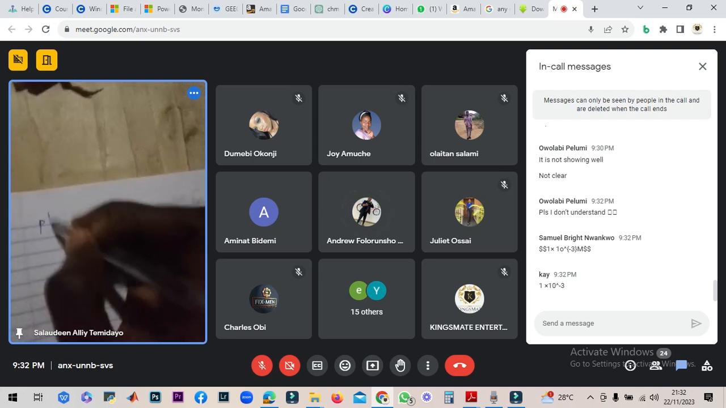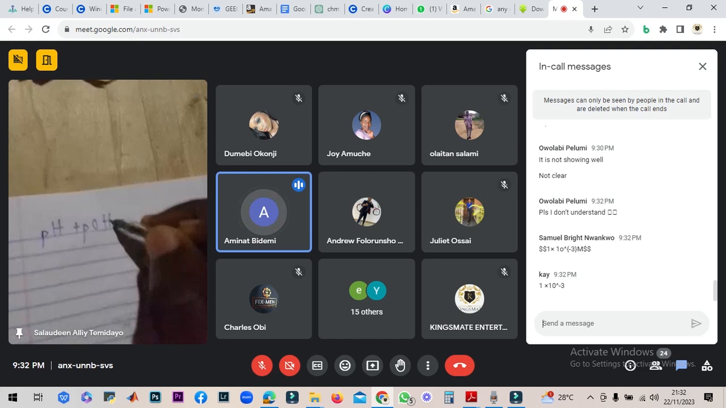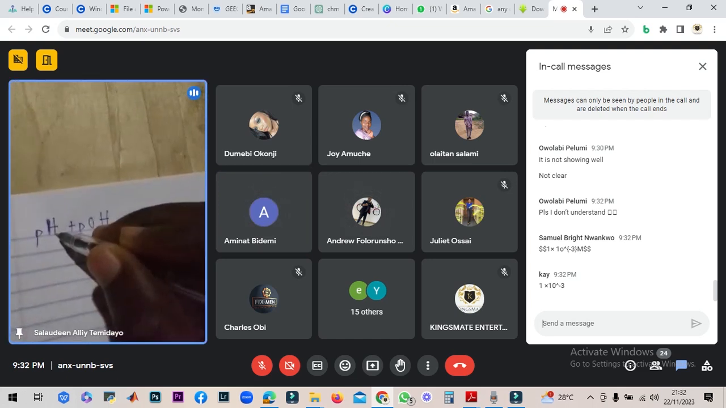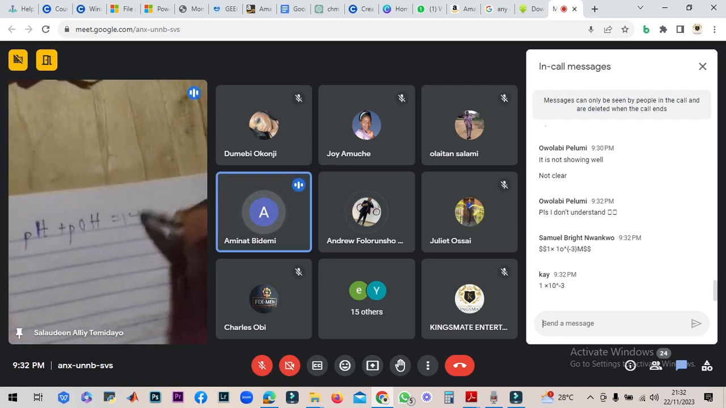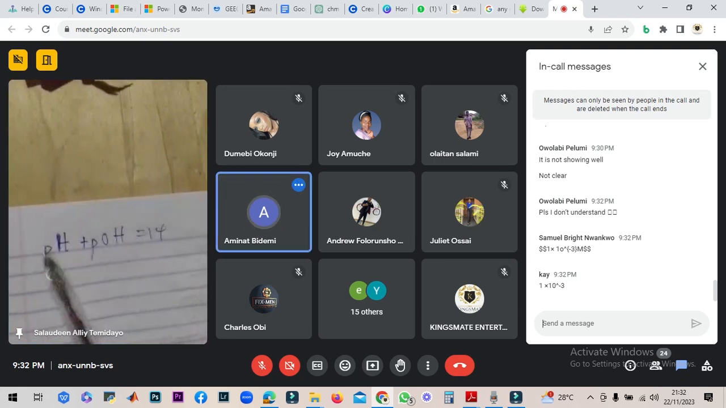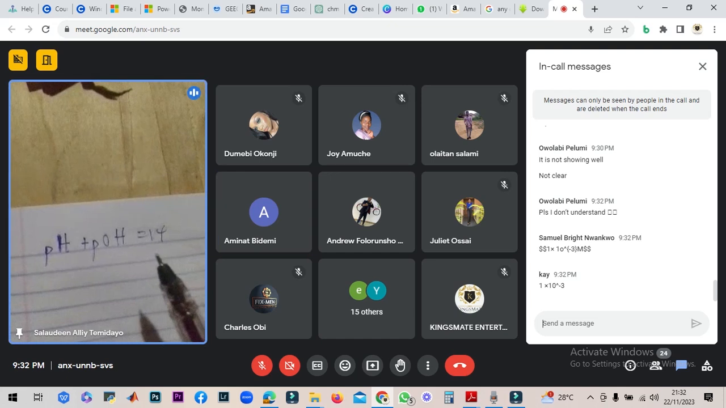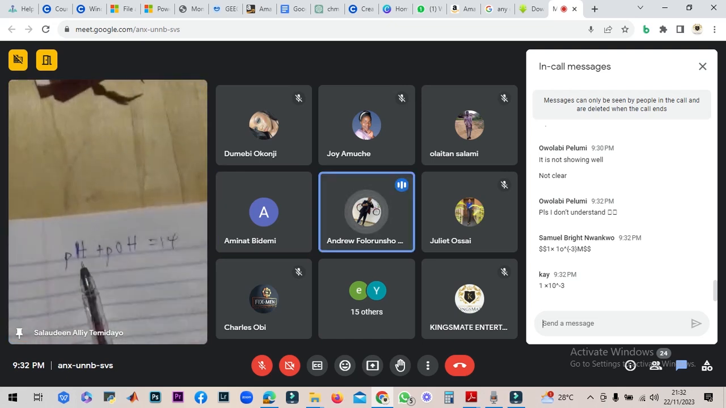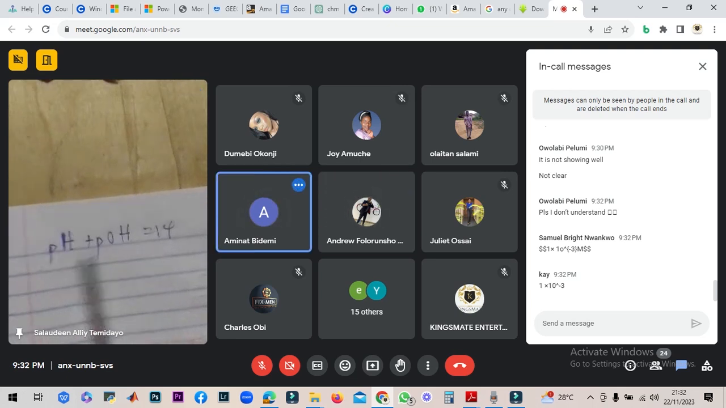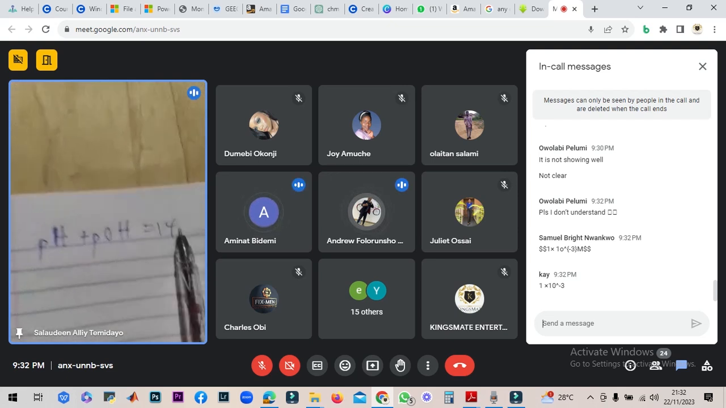This is what pH plus POH. Let's do this one first. pH plus POH, so someone teach me how 14 comes about. Well, power of hydrogen plus power of hydroxyl ion, and POH is going to give us this.